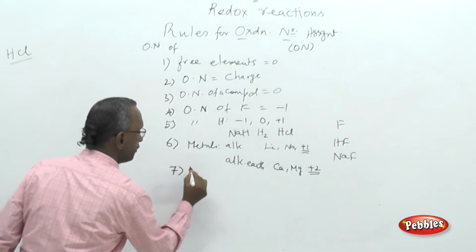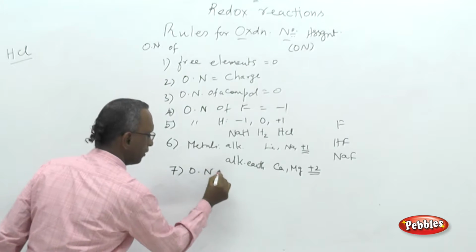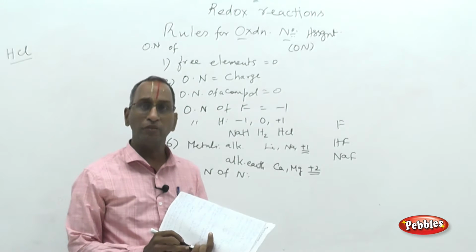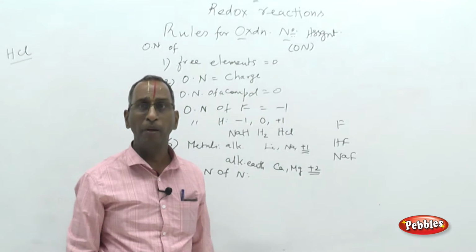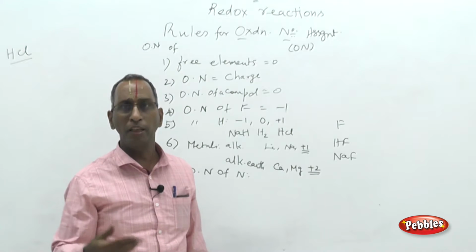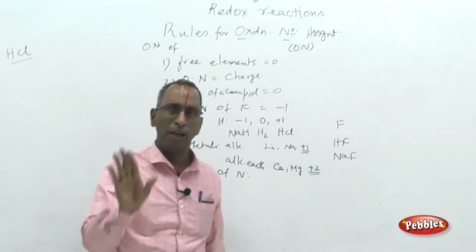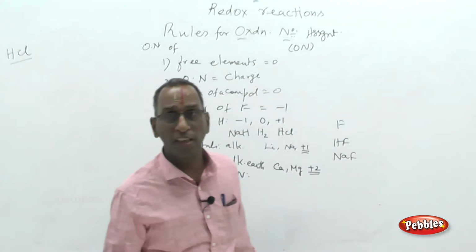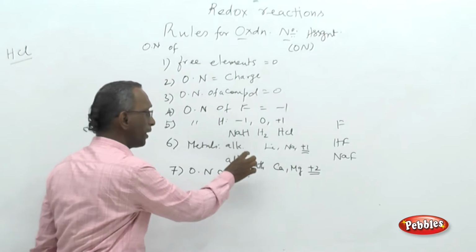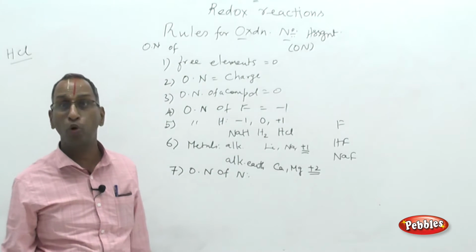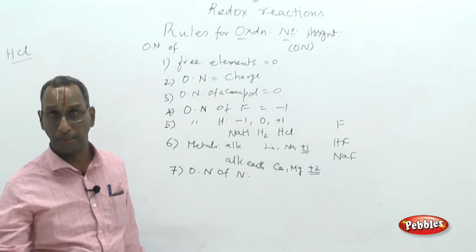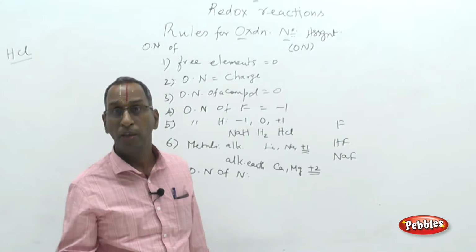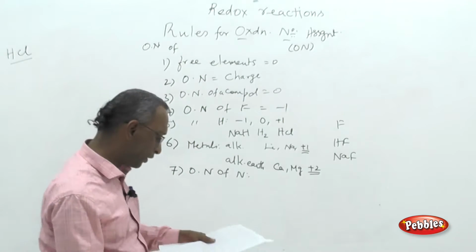Next, oxidation number of nitrogen. It depends upon the element with which it is combined. If the element is more electronegative, the oxidation number of nitrogen is positive. Generally, for electronegative elements, the oxidation state is negative, and for electropositive elements, the oxidation state is positive. So alkali metals and alkaline earth metals are said to be electropositive, so their oxidation state is plus. Halogens, oxygen group, etc., are electronegative elements, so their oxidation state is -1.